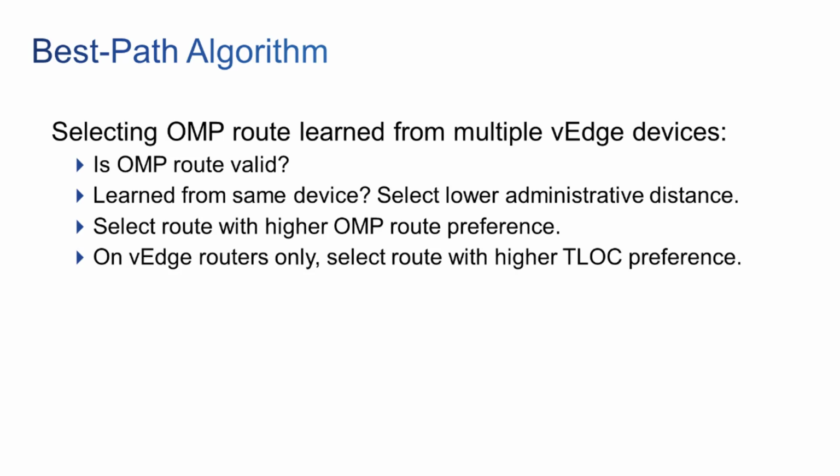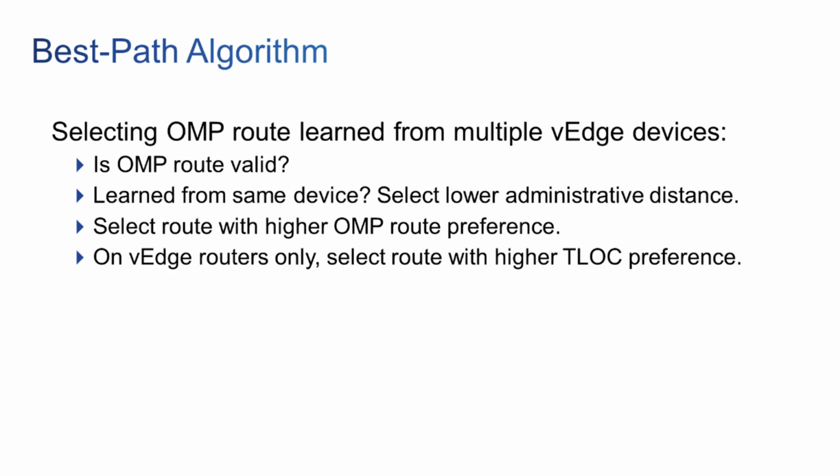If the administrative distance values are equal, we select the OMP route with the higher OMP route preference value. Now, we had talked about that previously in one of our previous exercises. The default preference is 0, and we can set the preference through policy to identify, based on information that we're learning from this peer or that peer, what that preference is going to be. Preference is going to take precedence over weight. Weight is another value that can be established, and so preference is what's going to be used.